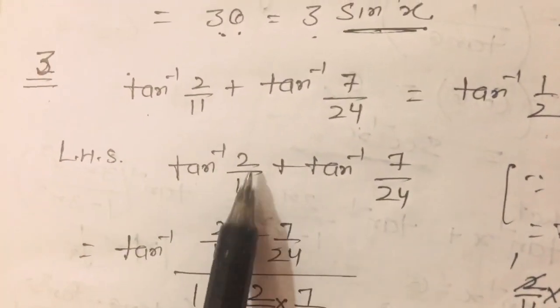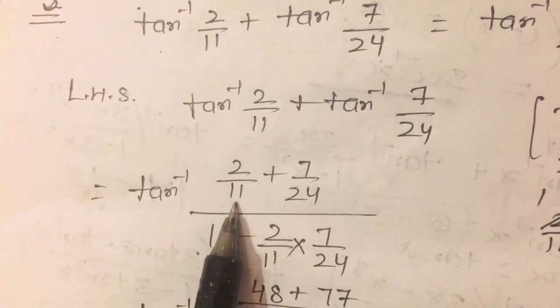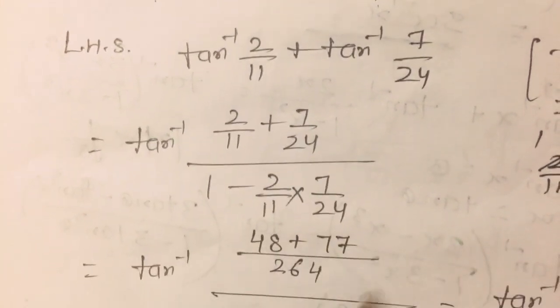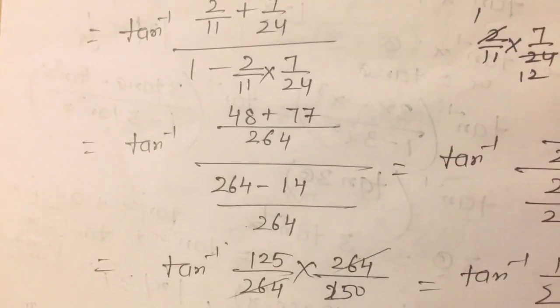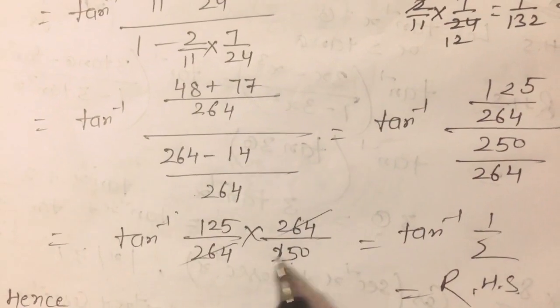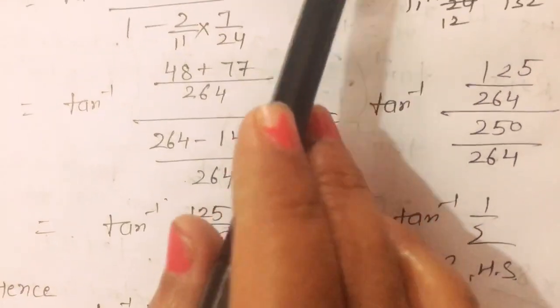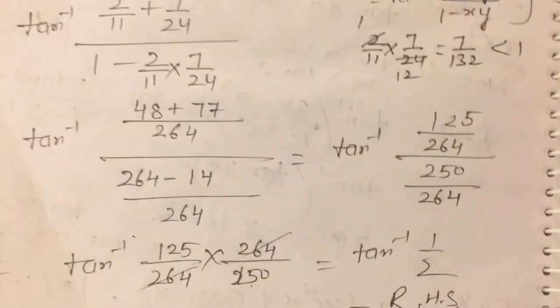So tangent inverse 2 by 11 plus tangent inverse 7 by 24, we can write as tangent inverse of 2 by 11 plus 7 by 24 upon 1 minus this. After solving we take the LCM, 264 cancels with 264, we get 125 upon 250, and 125 twos are 250. So the answer is tangent inverse 1 by 2. Now look at question number 4, which is similar.